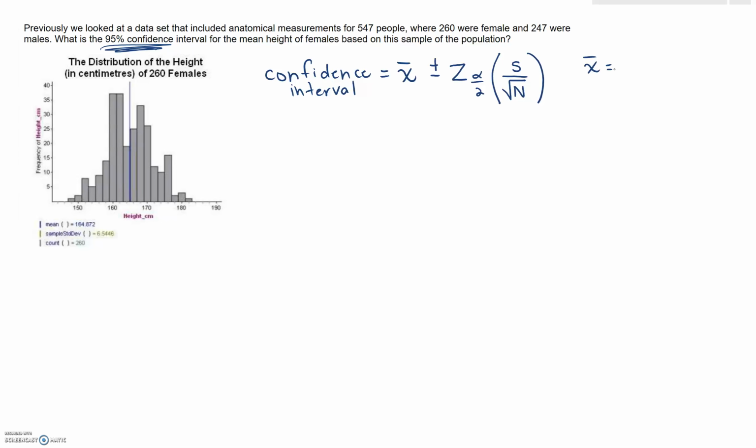The mean. Which is 164.1872. I don't see a 1 there. I think it's just 872. Oh, never mind. It's a 7. I thought it was a 1. We need the z-score. And we need the z-score for the 95% confidence interval.